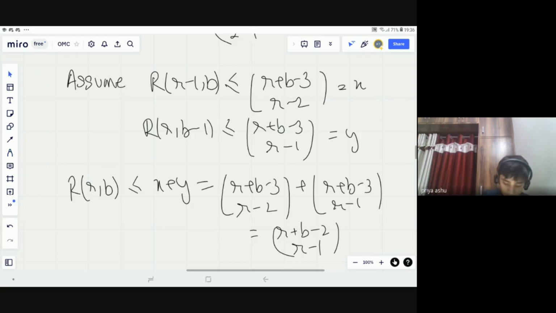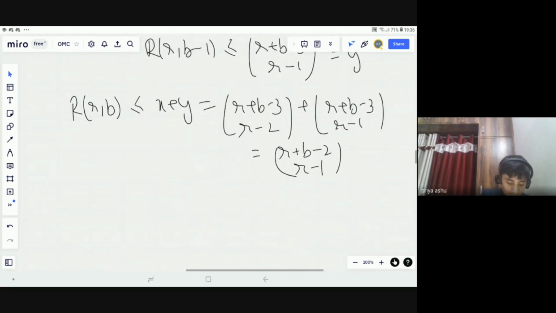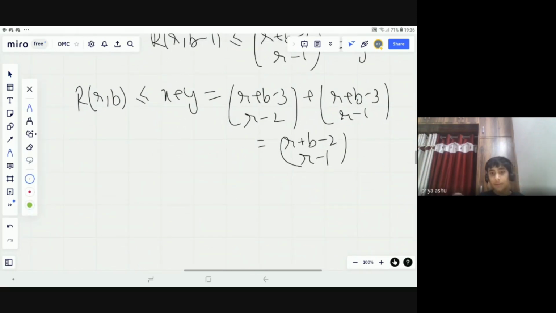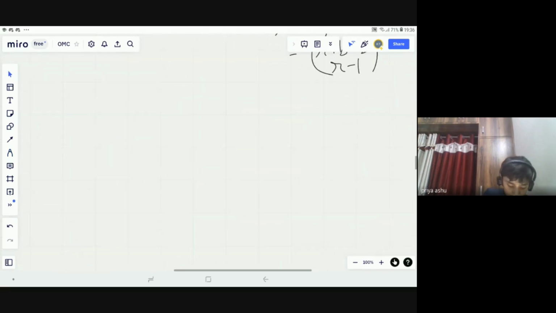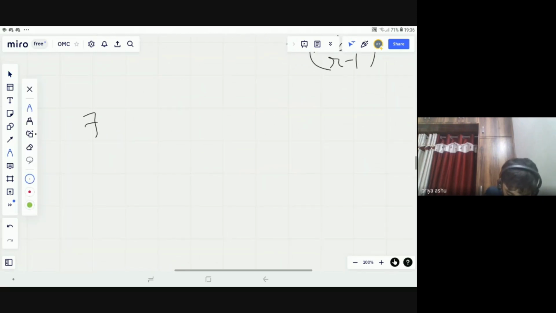So perfect. And also, instead of restricting us to just two values like R of R comma B, we can generalize to any number of values. That is, there exists a minimal number.